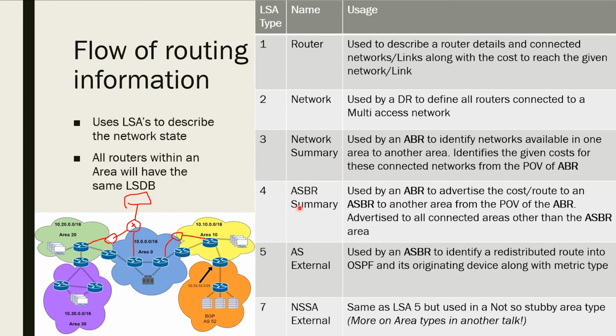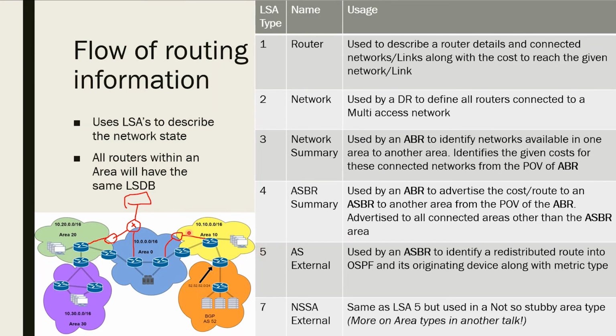Skipping ahead for a second, we then got type 5, and type 5s are used when we have redistribution from an external routing protocol. So where we've got an ASBR, this ASBR generates the type 5 to describe the external route. There's a few parameters there, including types of metric and the metric itself. That's redistributed throughout the network, and it identifies its own router ID as the originating source for that type 5.